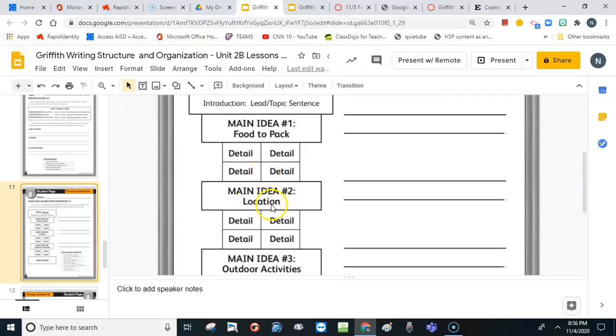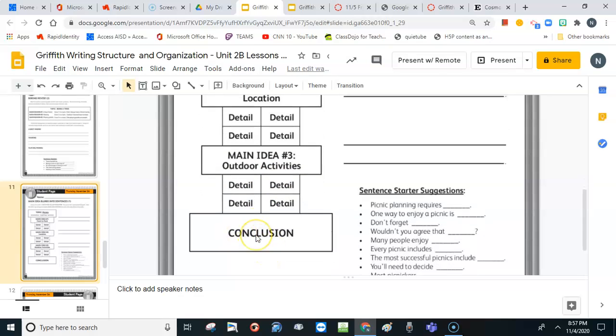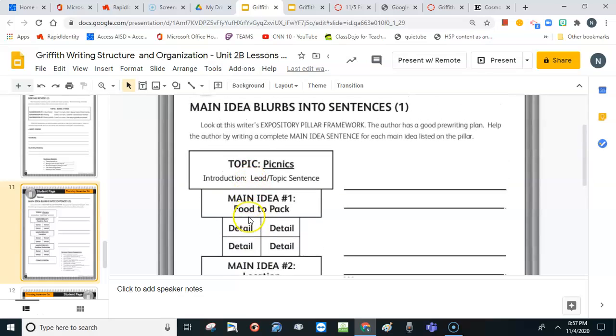Then they also wanted to talk about location, where you can have a picnic, and then they were going to add 4 different details. And then they also wanted to include some outdoor activities, and they're going to have the details here for different outdoor activities that you could participate in when you go on a picnic. And then you have the conclusion at the bottom. So this is a pillar, and this is how we can plan when we want to write an expository writing, which means you're giving information, you're sharing information.